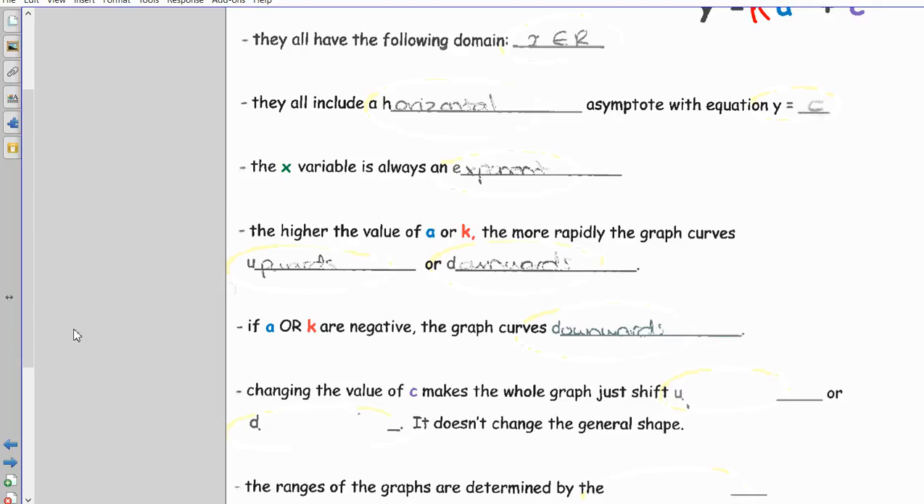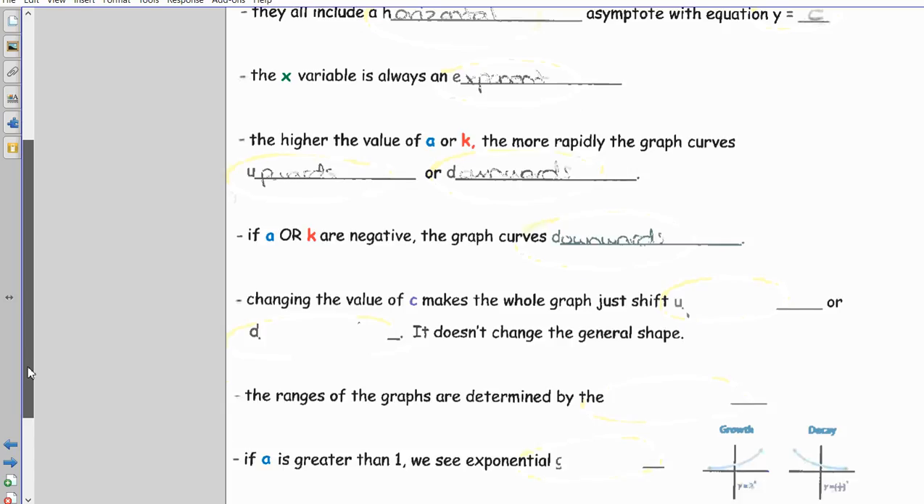Changing the value of c makes the whole graph just shift upwards or downwards. It doesn't change the general shape. The ranges of the graph are determined by the asymptote, because you can see the asymptote is kind of like the lower boundary of these ones.